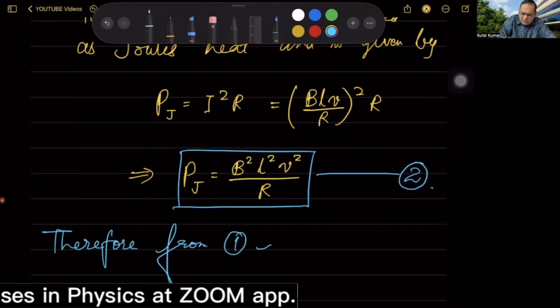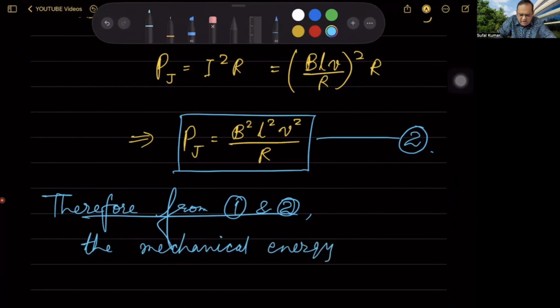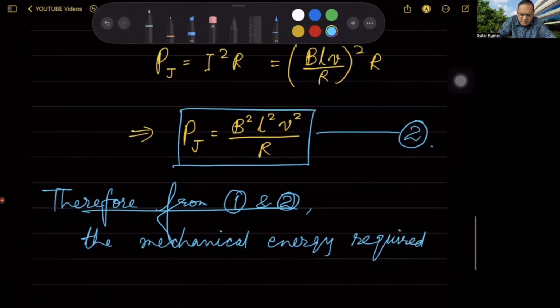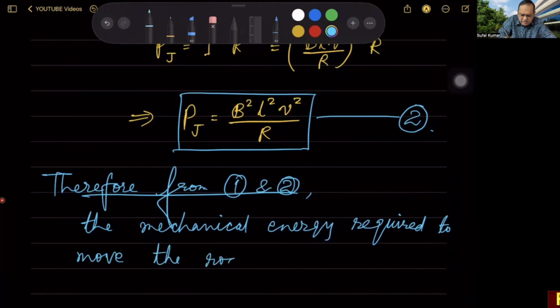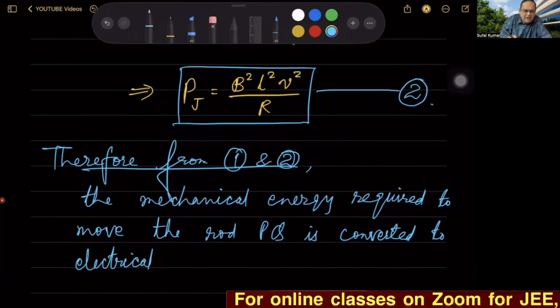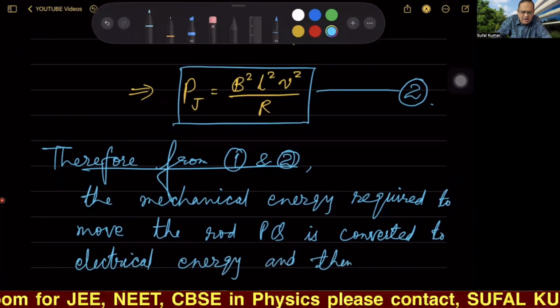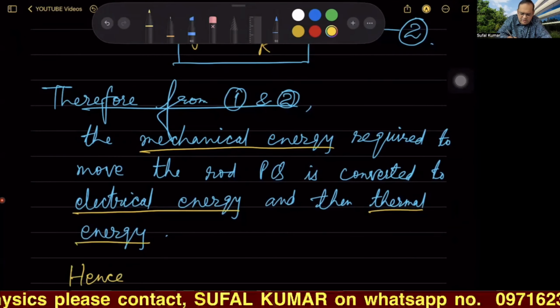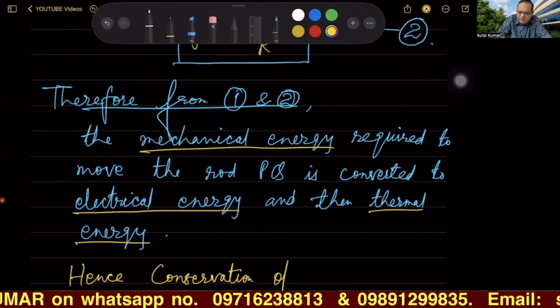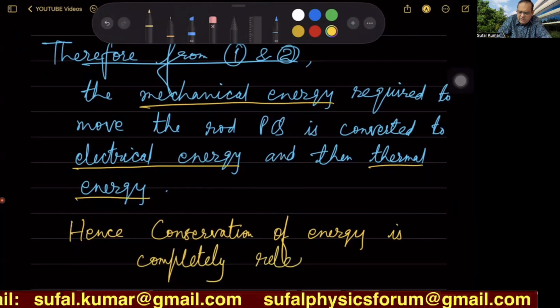Therefore, from 1 and 2, the mechanical energy required to move the rod PQ is converted to electrical energy and then thermal energy. Hence, conservation of energy is completely relevant.